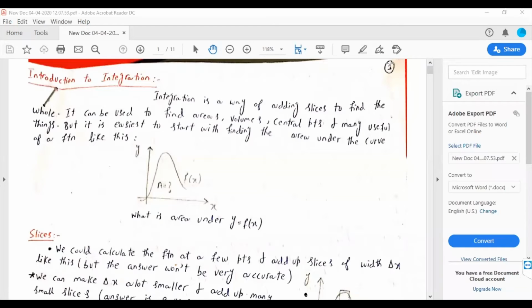Okay, now comes the topic of integration. Integration is basically a way of adding slices to find the whole. It can be used to find areas, volumes, central points, and many useful things. But it is easiest to start with finding the area under the curve of a function like this.